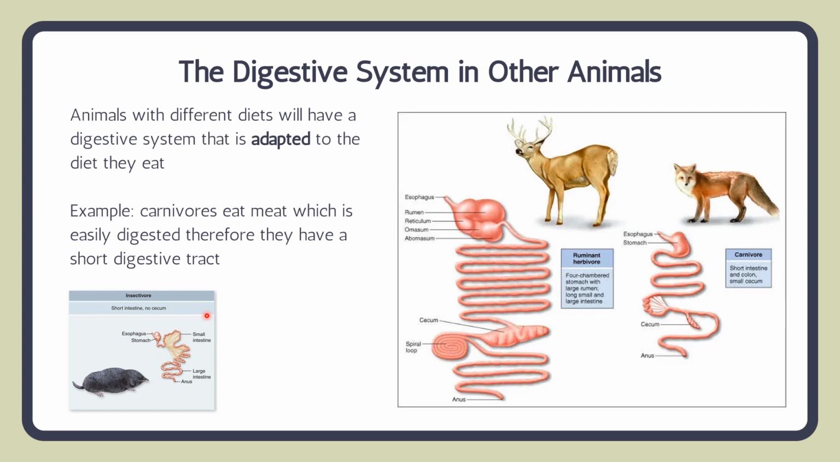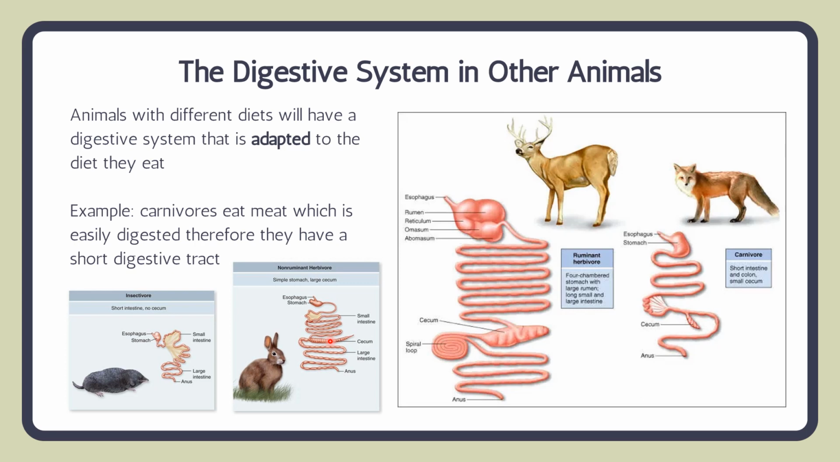Same with this animal here. I can't remember what it is, but it eats insects, so it also has a digestive system that is specific to its diet. Or a rabbit, which has a long digestive system again because it is a herbivore.